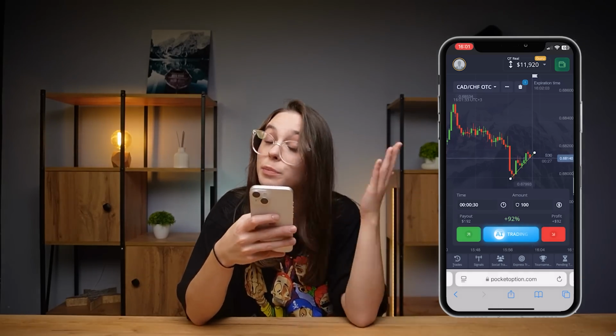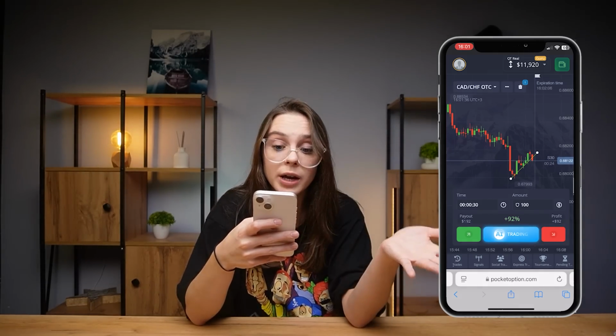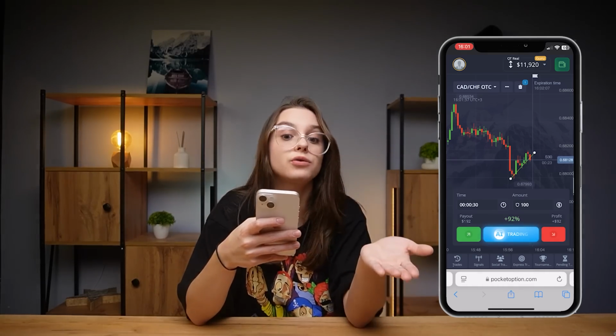The deal has closed in plus. Great, you simply select the currency pair you need, and regardless of the time, you start trading.